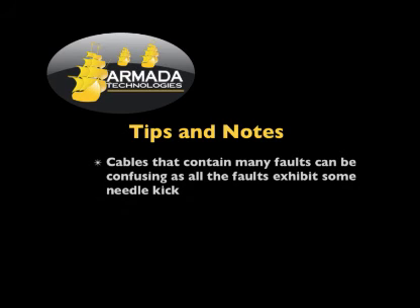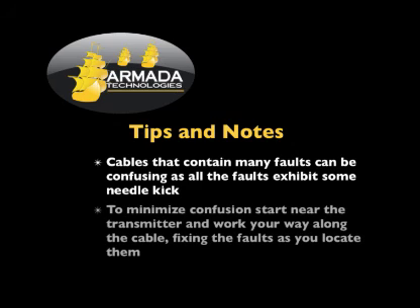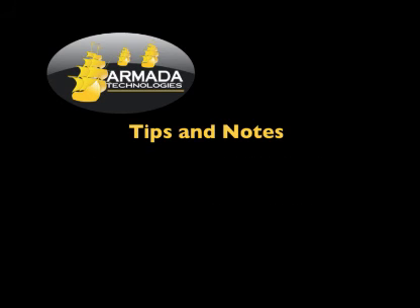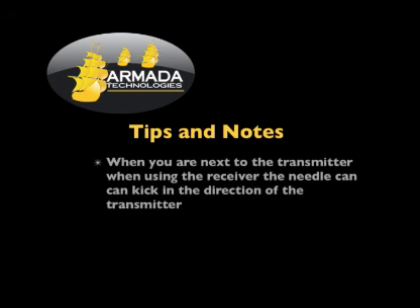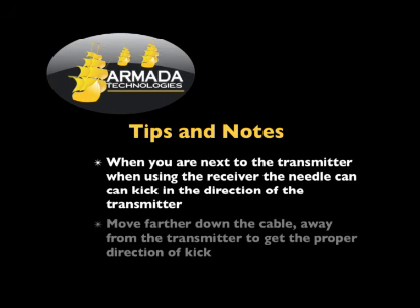Cables that contain many faults can be confusing as all the faults exhibit some needle kick. To minimize confusion, start near the transmitter and work your way along the cable, fixing the faults as you locate them. If you are next to the transmitter when using the receiver, the needle can kick in the direction of the transmitter. Move further down the cable, away from the transmitter to get the proper direction of kick.